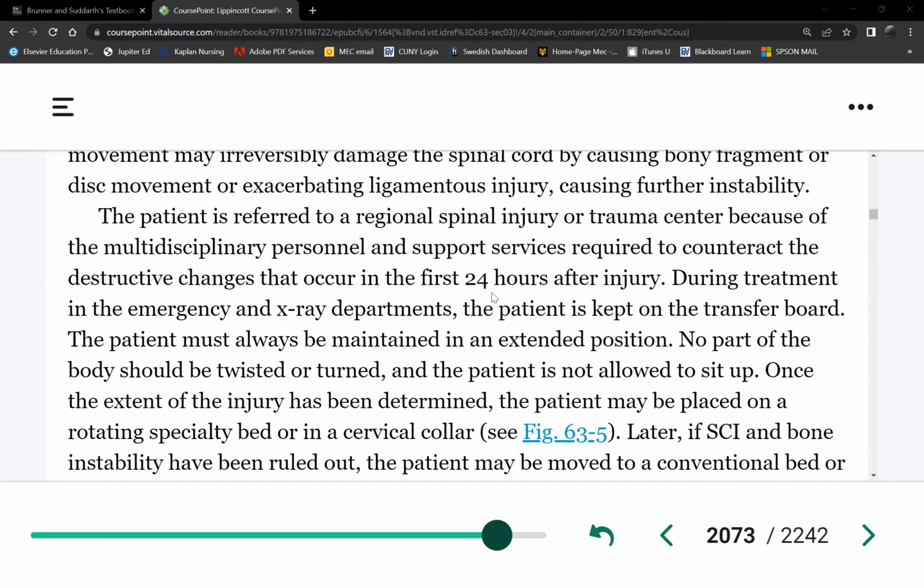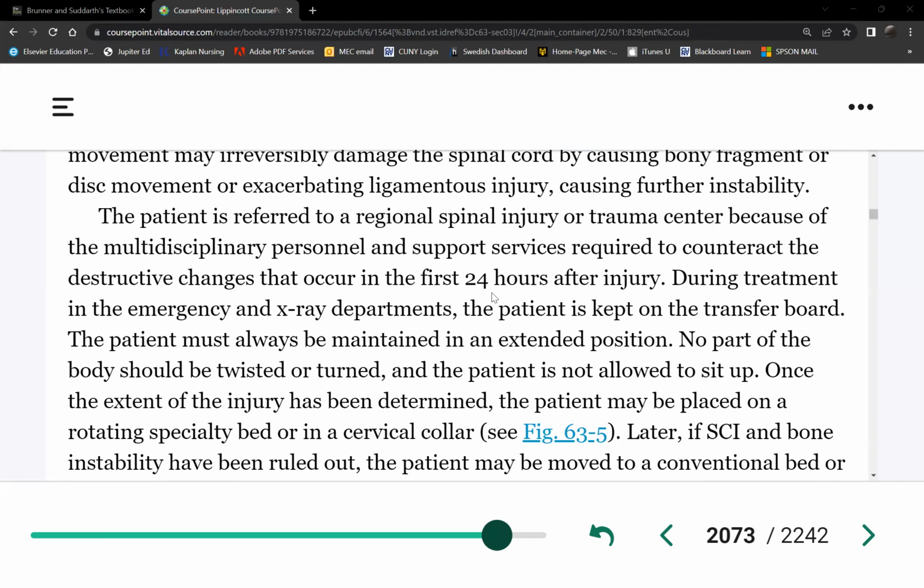What else would institute spinal precautions? Can we raise the head of the bed? Why not? Because that means they're no longer straight. If you raise the head of the bed, that means you're bending the thoracic and lumbar spine already.